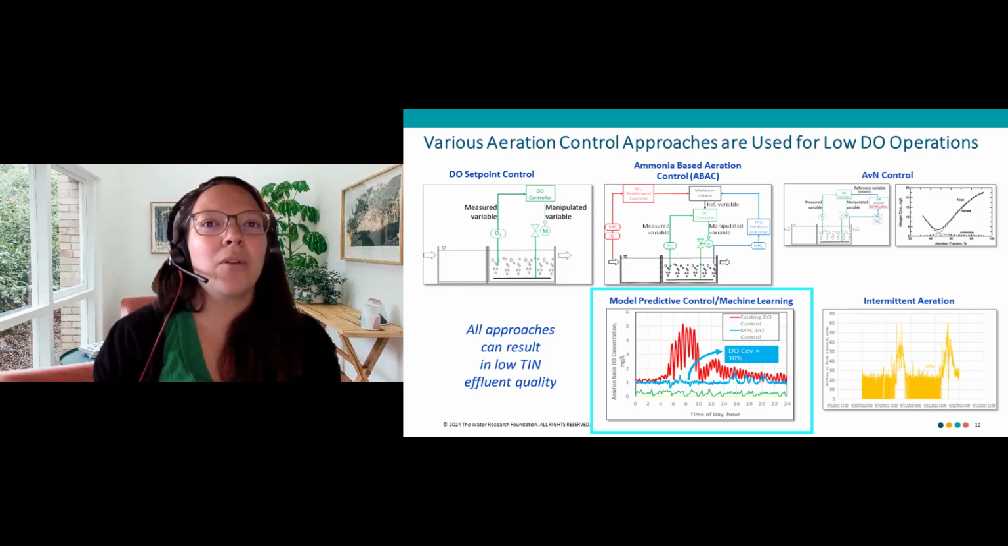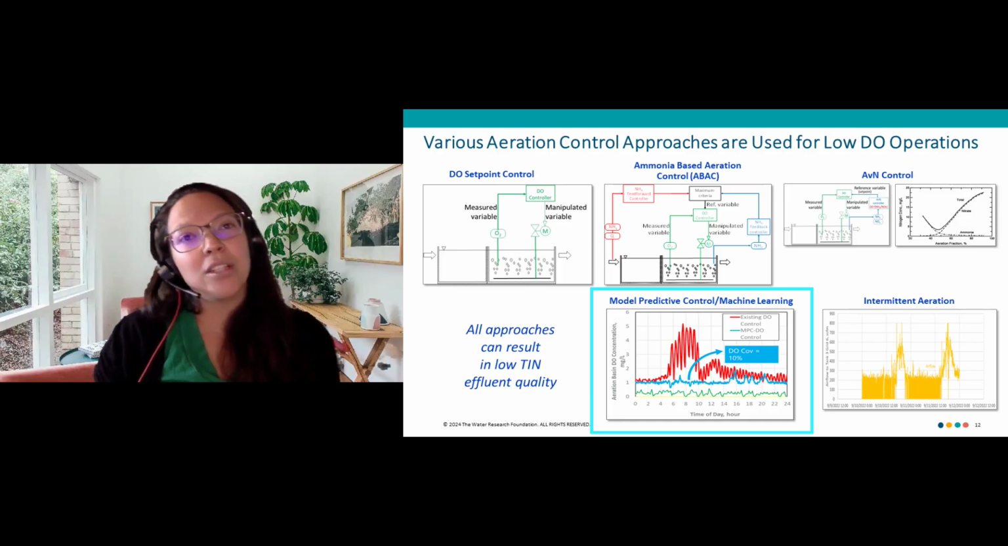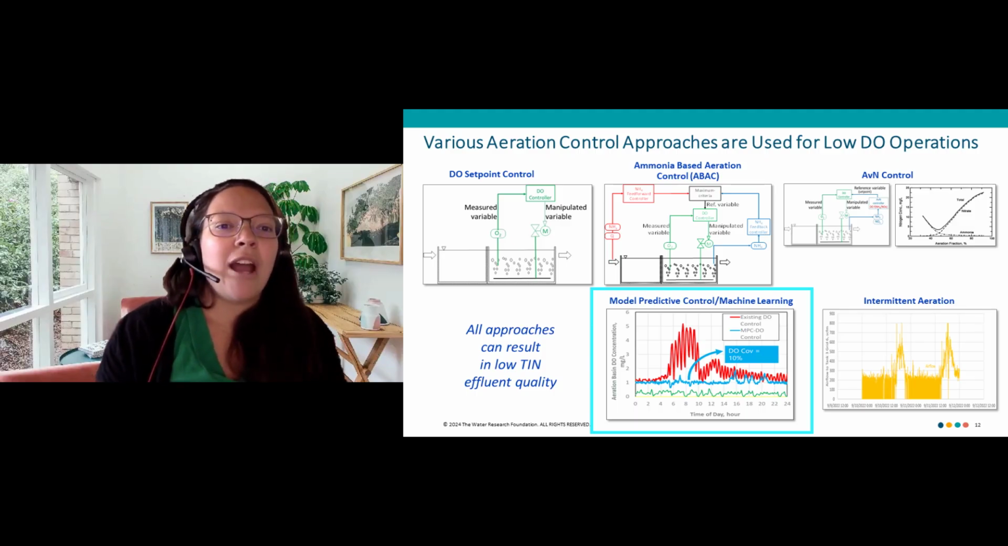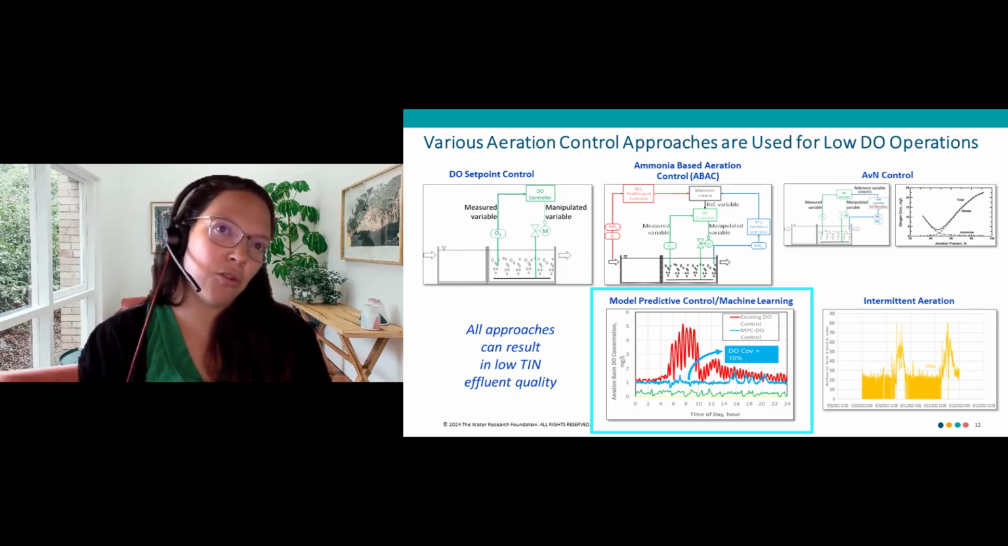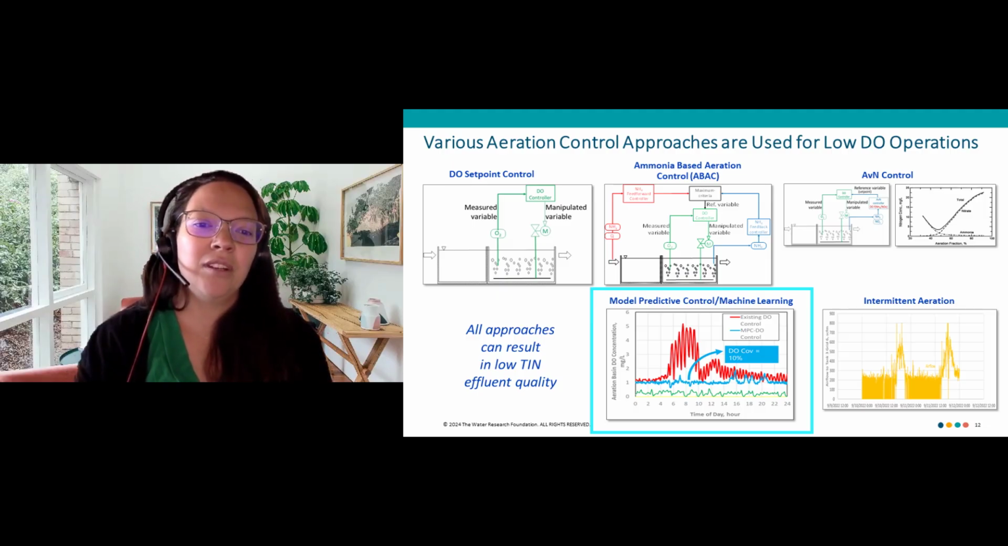So when it comes to control approaches, we know that there are a variety that are currently used for low DO operations around the US with varying control performance. There are plants that operate with each of these strategies that do achieve low total inorganic nitrogen effluent quality. I'm not here to dive into what each of these are or to compare them, but I want to highlight that in this study, our goal was to provide a proof of concept of machine learning control for suboxic operation, and Alex will go into more detail on this and the performance at the end of this webcast.